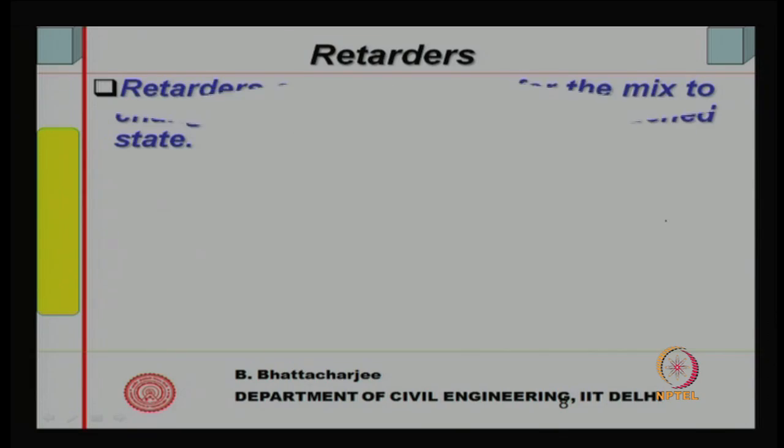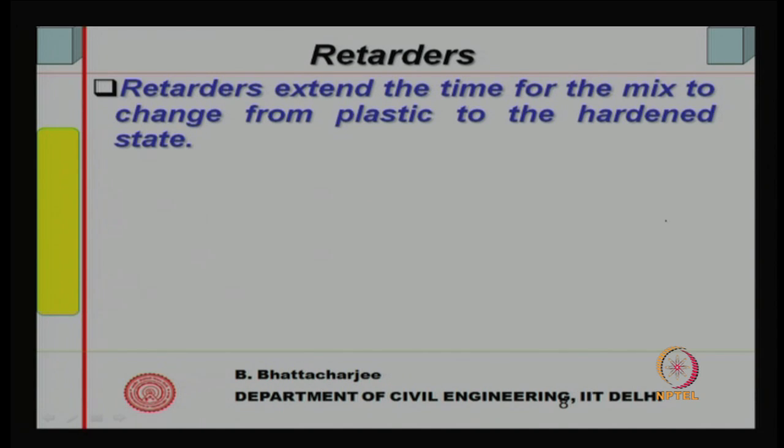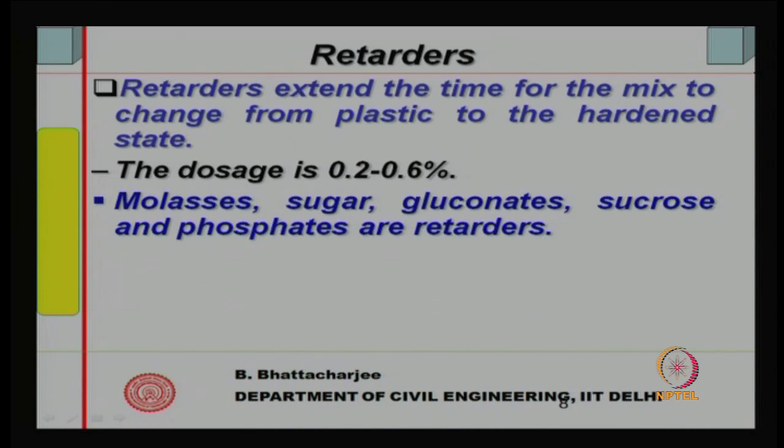Now, we can come to retarders, another kind of admixtures, which we defined as the ones which will retard the setting and hardening process. Let us see what they are. Essentially, retarders extend the time for the mix to change from plastic to solid state and then hardened state. So, it requires more time to reach the solid state. Typical dosage would be 0.2 to 0.6%, and examples are molasses, sugar, gluconates, sucrose, some phosphates.